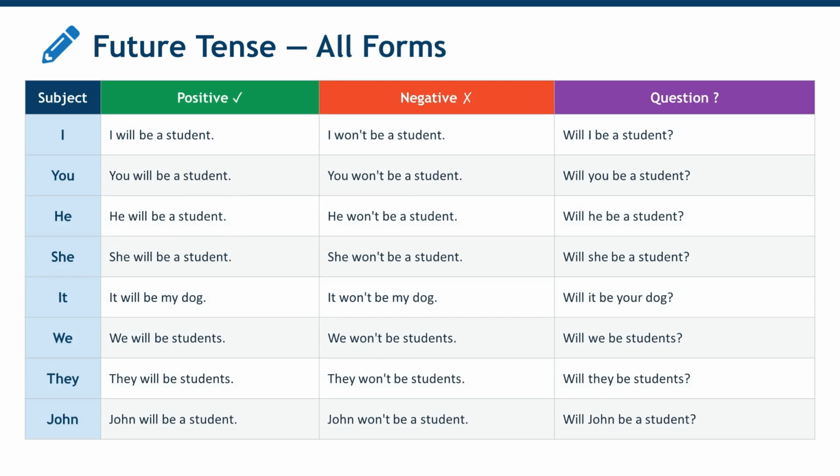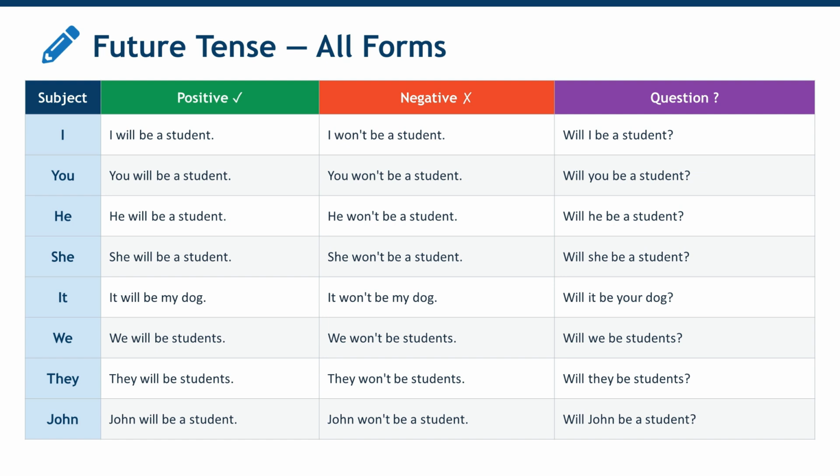Here is the complete table for the future tense, showing positive, negative, and question forms. For positive sentences, we use will be. I will be a student. You will be a student. He will be a student. She will be a student. It will be my dog. We will be students. They will be students. John will be a student.